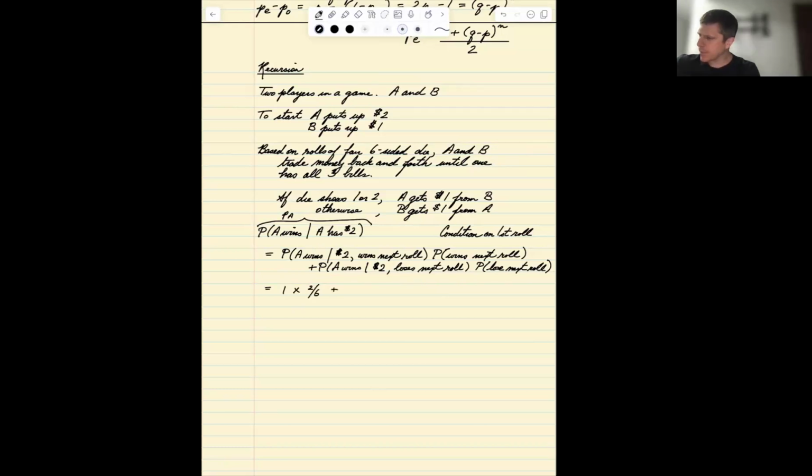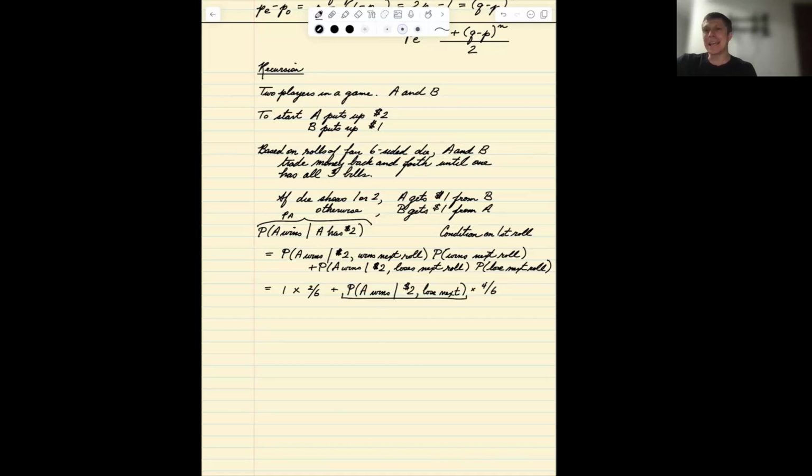And then what's the probability that A wins given $2 and lose the next? I don't know what that is yet. But what's the probability of losing the next roll? Well, that's 4/6, right? So now I have to figure out how to get out of this, because once I'm in this situation, if this happens, A actually only has $1 left.